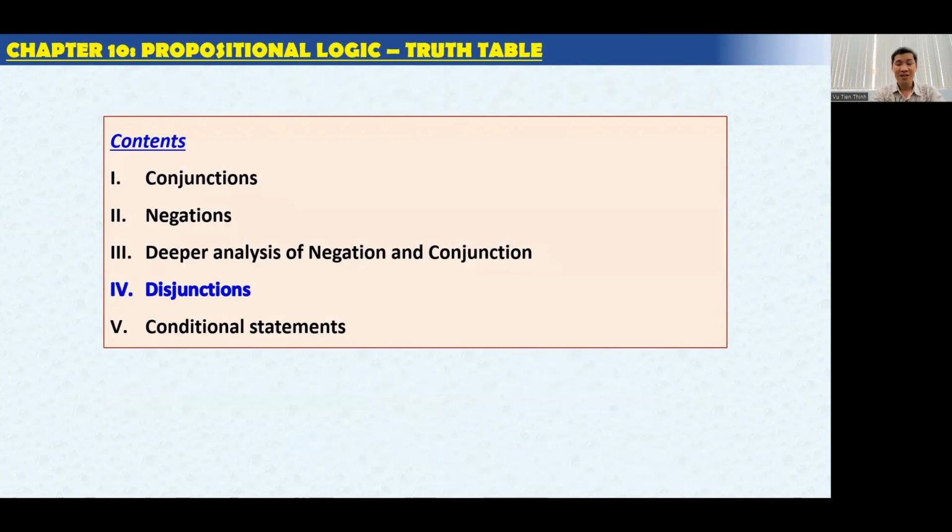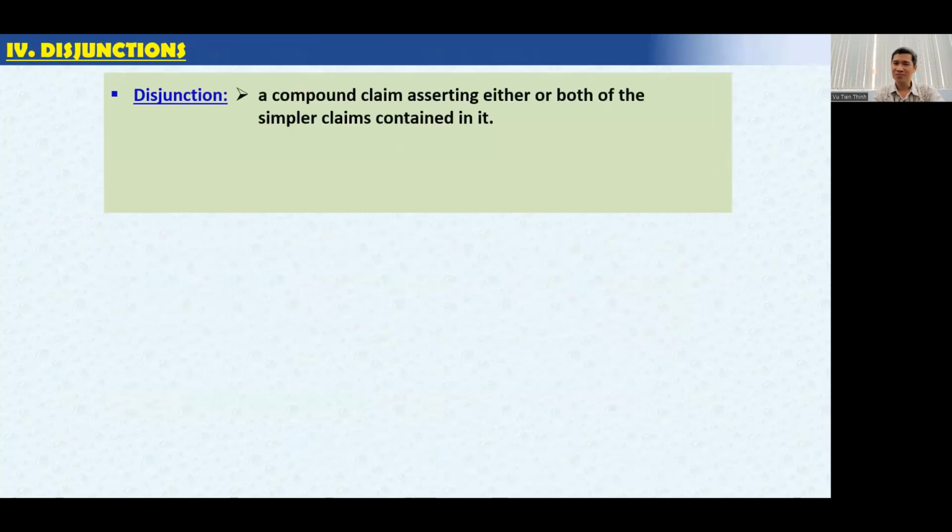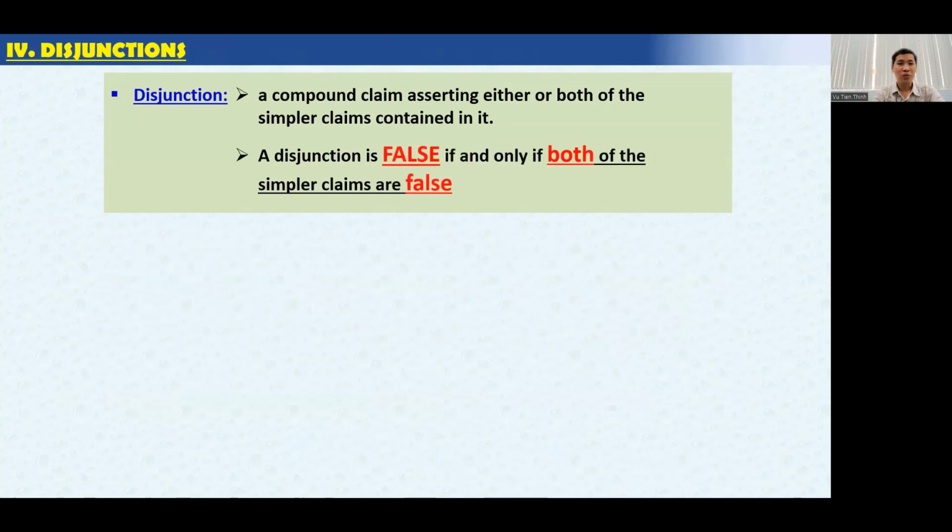We focus on disjunctions. You can get the idea of conjunctions and then disjunctions. What does it mean? It's a compound claim asserting either or both of the simple claims contained in it. And we have the value. A disjunction is false if and only if both of the simple claims are false. Remember, it's false if and only if both of the simple claims are false.